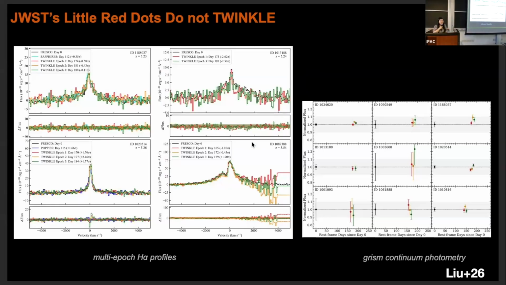And this is what we get. On the left, we are showing the H-alpha line profile of the LRDs epoch by epoch. As you can see, we do not observe any significant variability as suggested by the line profile. And in the right panel, we are showing you the continuum from 9 selected LRDs. For every epoch, we only observe a few percent difference compared to the first epoch, which is actually within the measurement uncertainty.